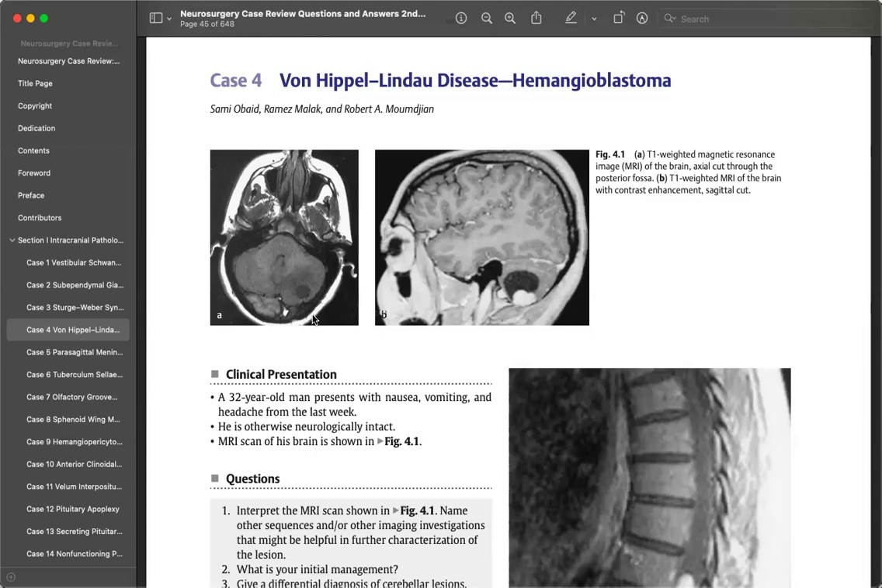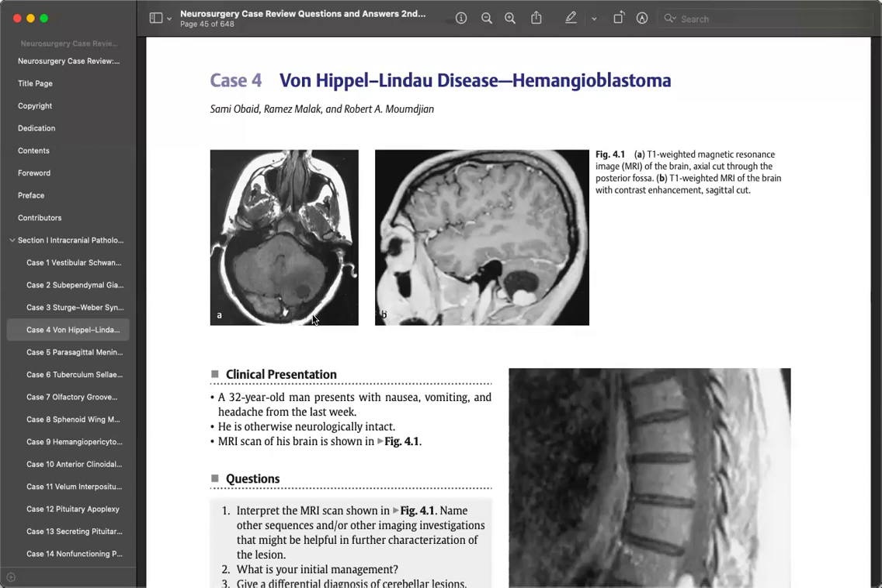I'm just thinking that basically the flow voids we can see on T2 weighted images, correct? On T2 weighted images, the flow voids look like hypointense signals. So basically this lesion, which is having a mural nodule and cystic component, the two most probable diagnoses will be pilocytic astrocytoma and hemangioblastoma.